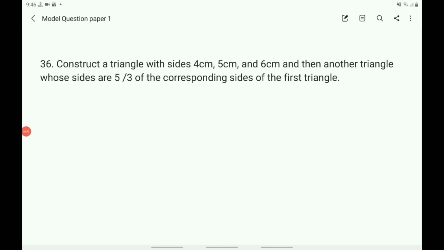Now the question number 36. Construct a triangle with sides 4 cm, 5 cm and 6 cm, and then another triangle whose sides are 5 by 3 of the corresponding sides of the first triangle. Let us observe the construction made by a student.